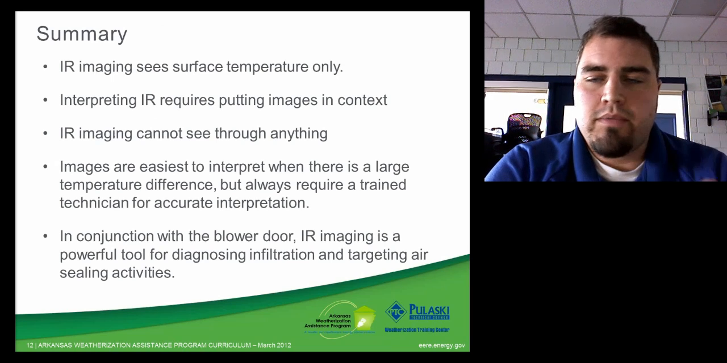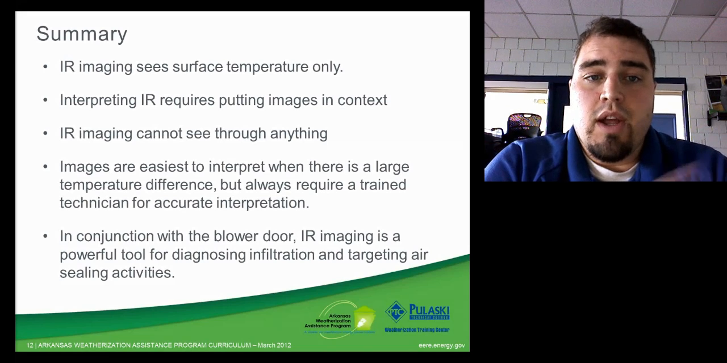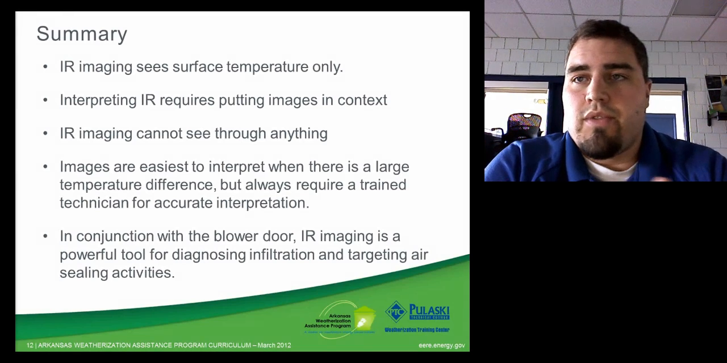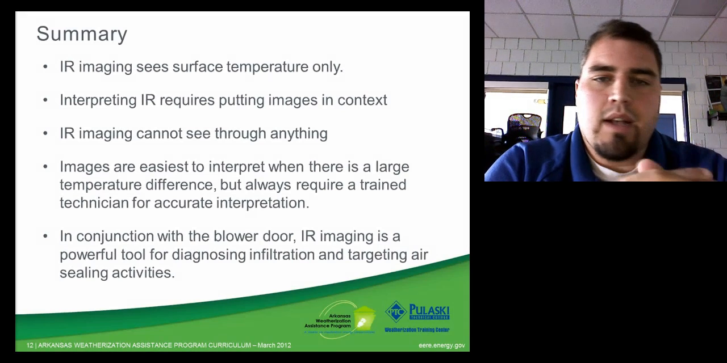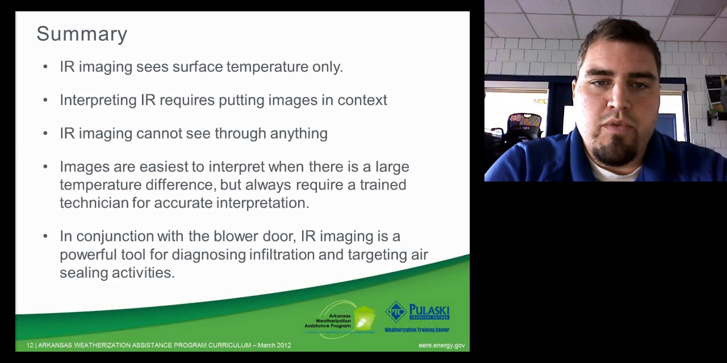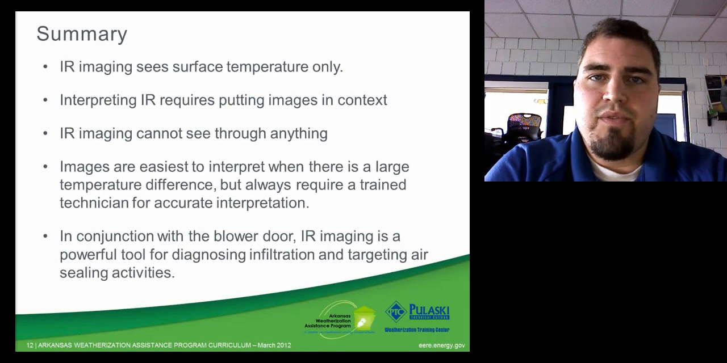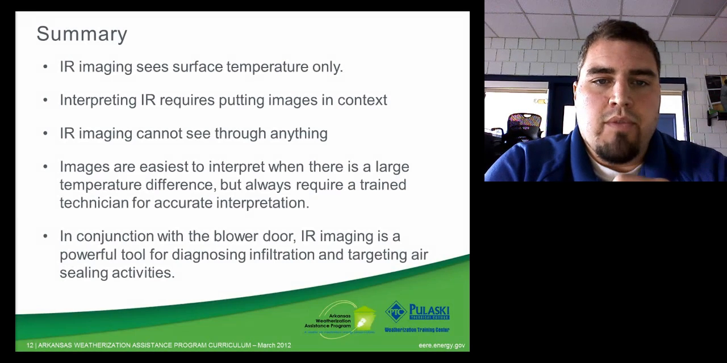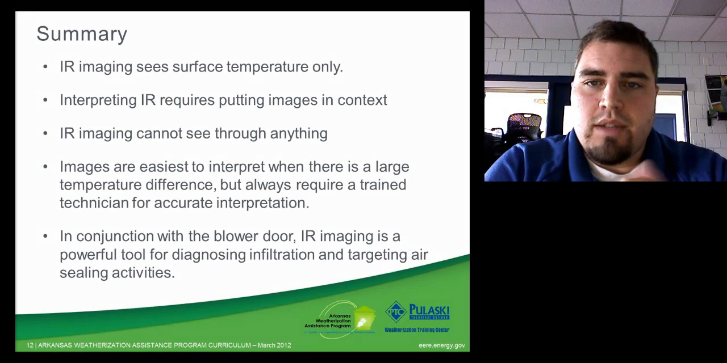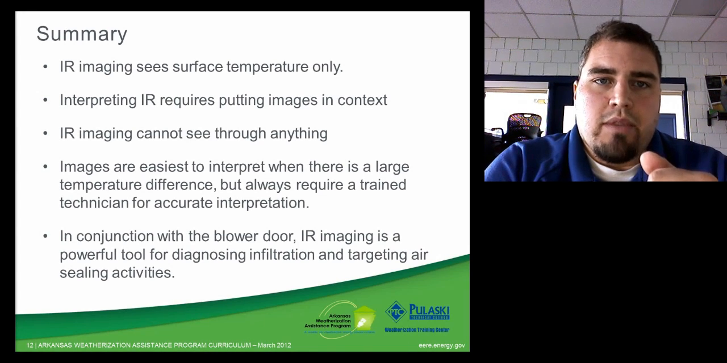All right, so summary for this section. Infrared images see surface temperatures only. Okay, it's not seeing color, it's not seeing air movement, and it's not seeing through objects. It's just seeing how that air is affecting the surface temperature of that object. Interpreting infrared requires putting images into context. What's on the other side of the surface being inspected?